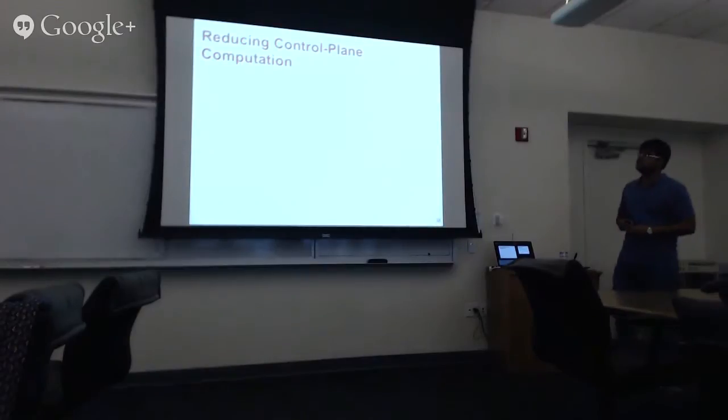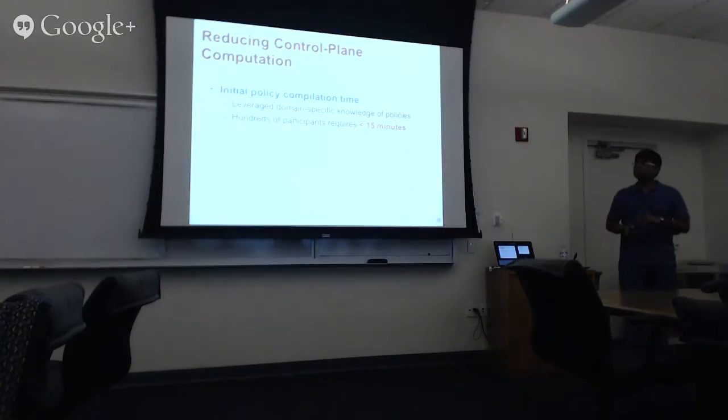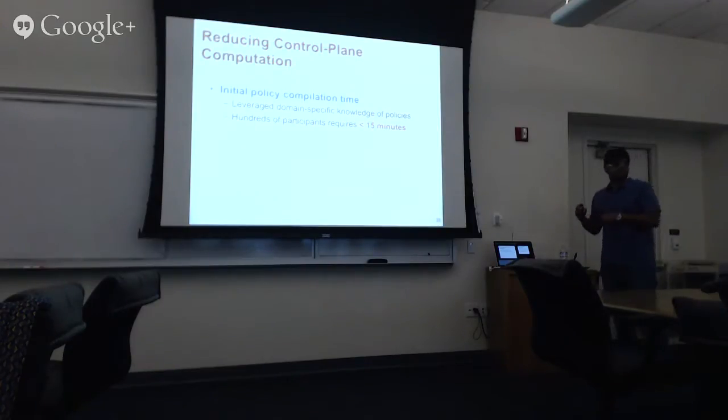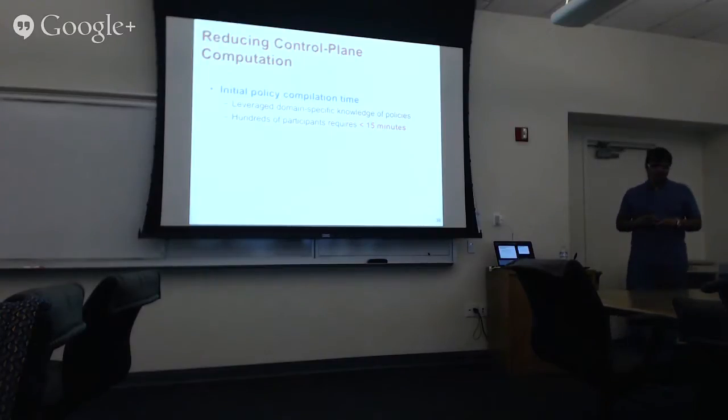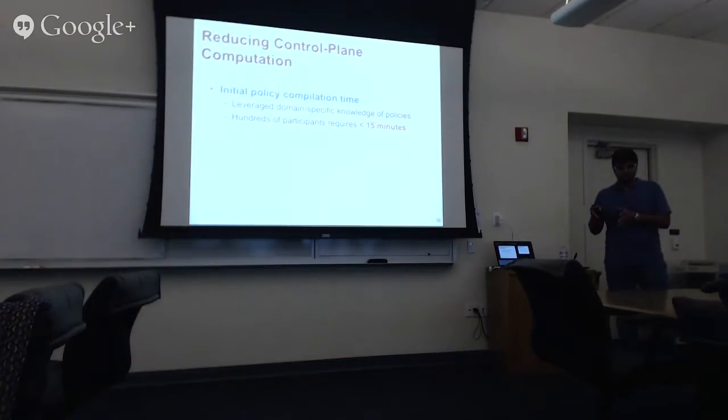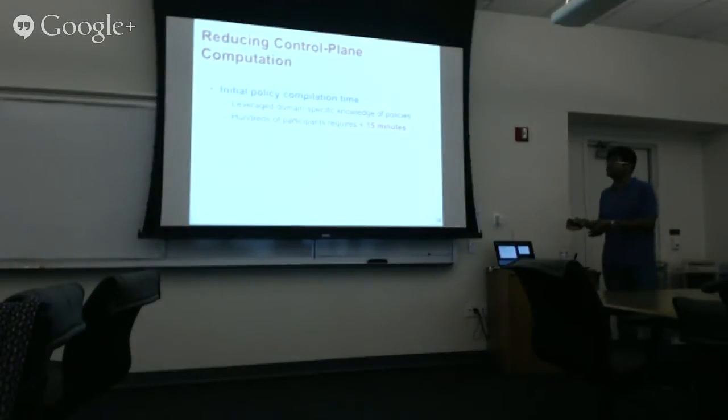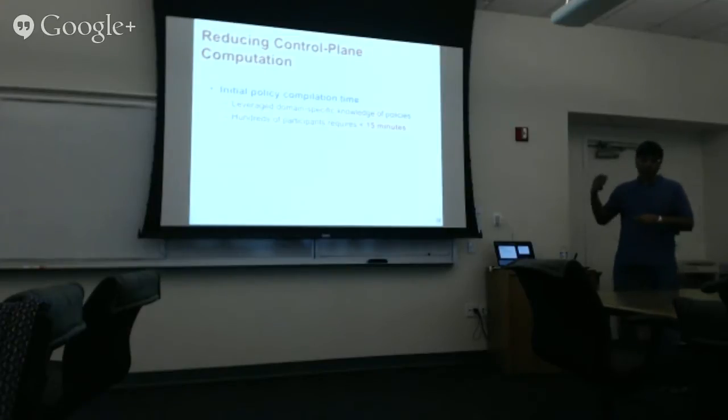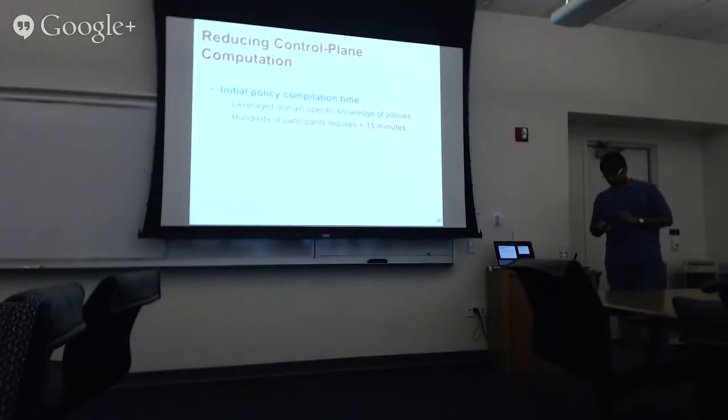And talking about the control plane computation, those computations can be divided into two halves. The first is initial policy compilation. In initial policy compilation, we leverage the domain-specific knowledge of the policies. That is, if policies are not applied on the same flow space, they should not be composed in parallel, or all those kinds of different optimizations are in place. We also leverage memoization in the compiler itself, and we were able to bring down the compilation time from a few hours to less than 15 minutes.